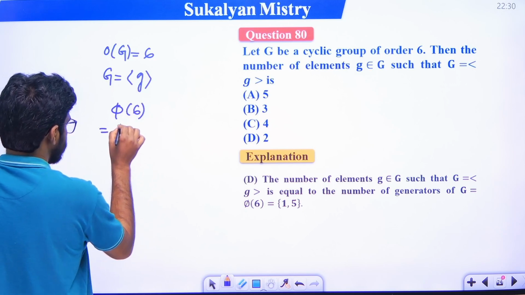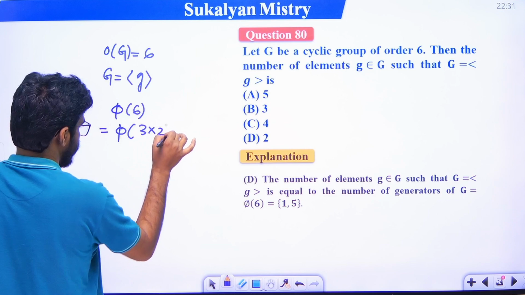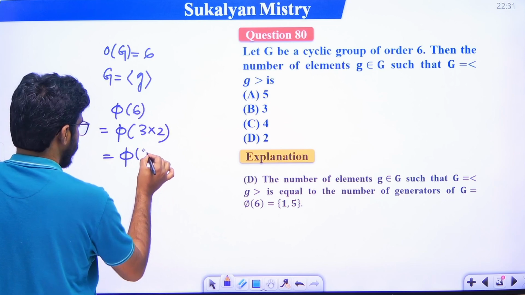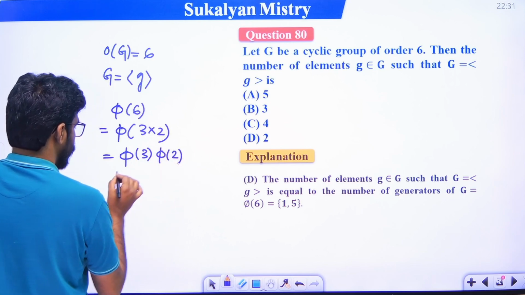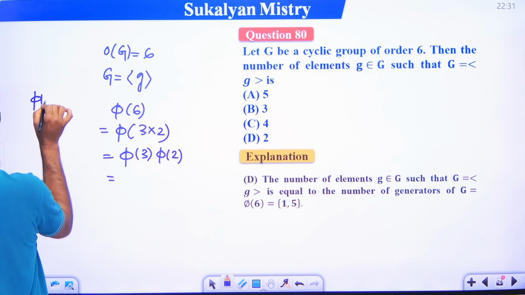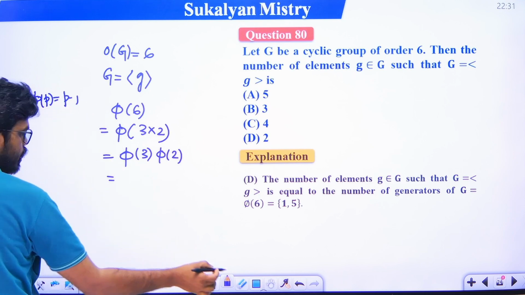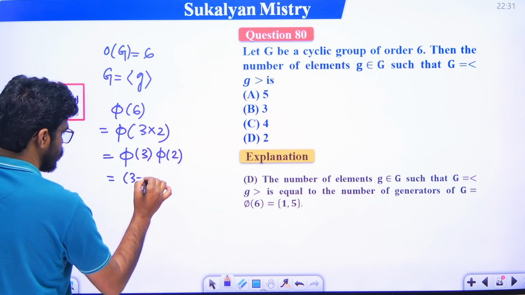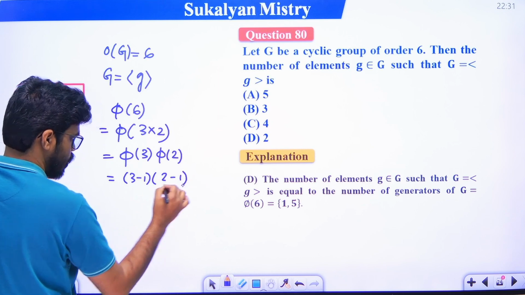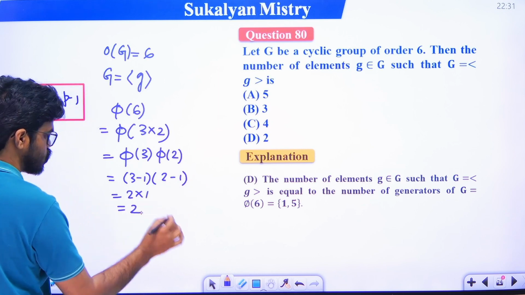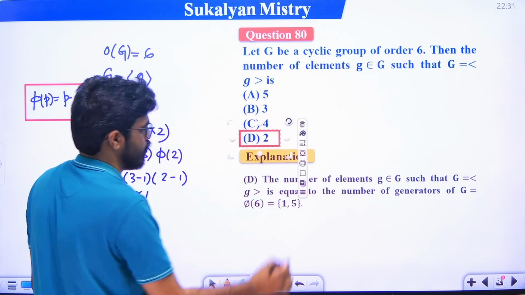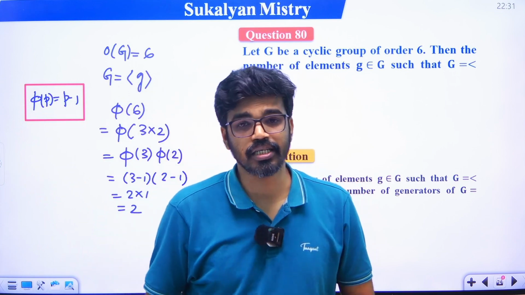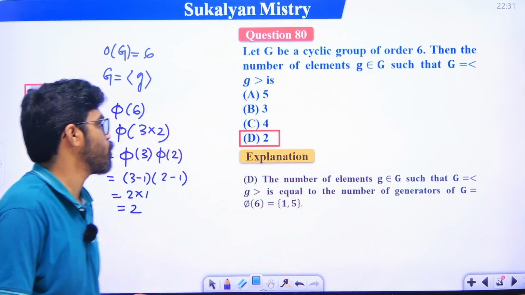So phi 6, the prime factors are 3 into 2, and m and n are relatively prime, right? Phi of m n is phi m into phi n, so phi 3 into phi 2. We already know this property: if p is a prime number, then phi p is p minus 1. So 3 is a prime number, so 3 minus 1, and 2 is a prime number, so 2 minus 1, so 2 into 1, that is 2. So which option is correct? Option D is the correct answer. That is, the number of elements in a cyclic group is equal to the number of generators of the group. Okay, it is a very important note.